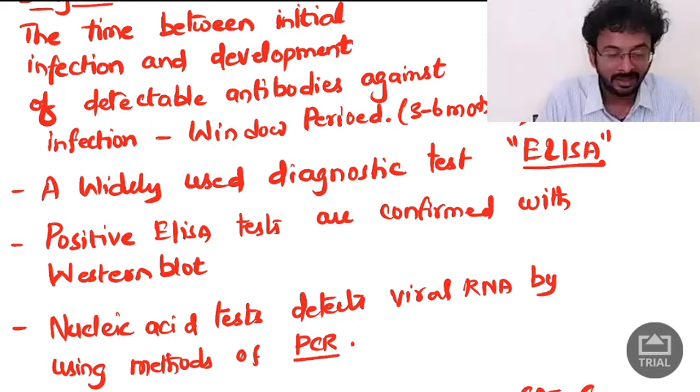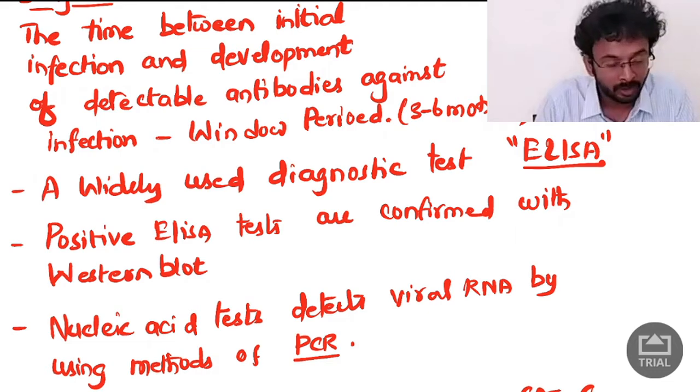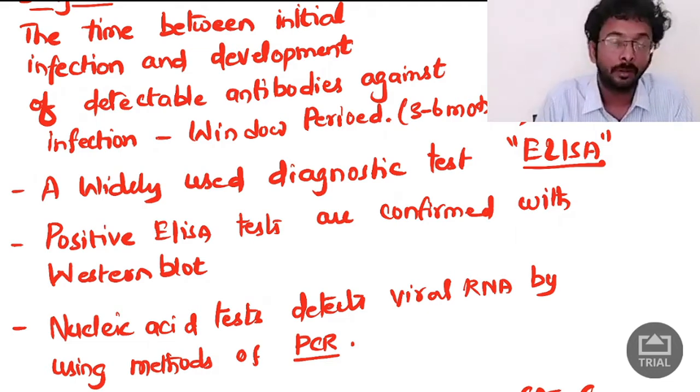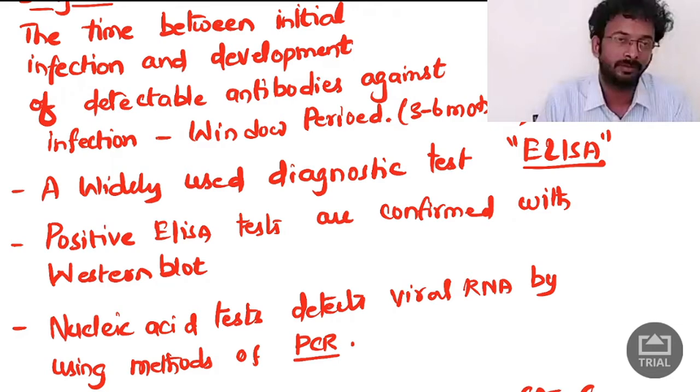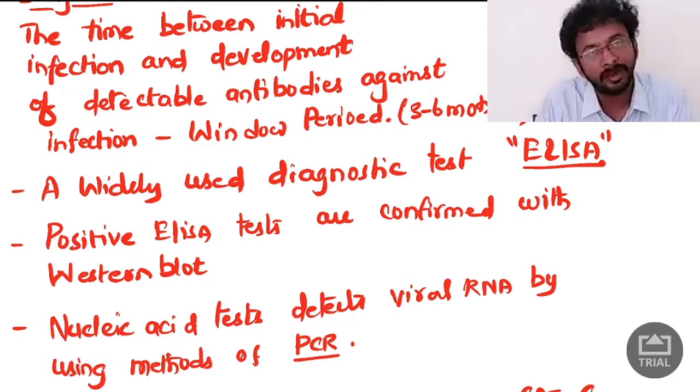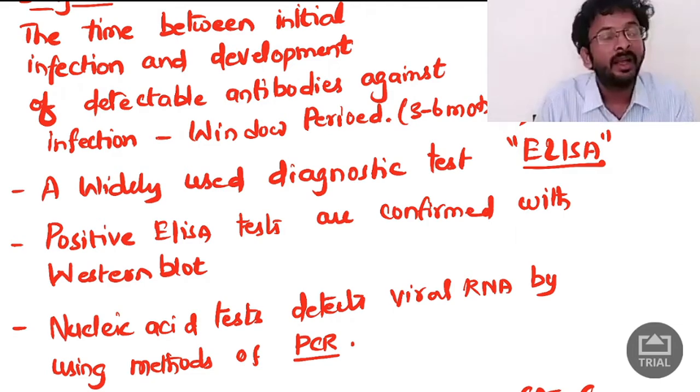The nucleic acid test detects viral RNA by using a method of PCR, polymerase chain reaction. In a simple way of understanding, first the patient is tested by ELISA and the confirmation is done by the Western blotting technique. ELISA stands for enzyme linked immunosorbent assay.